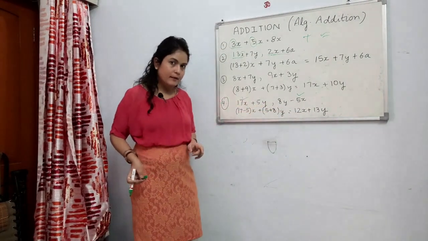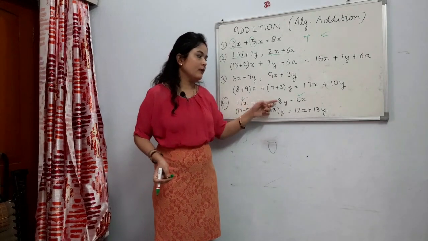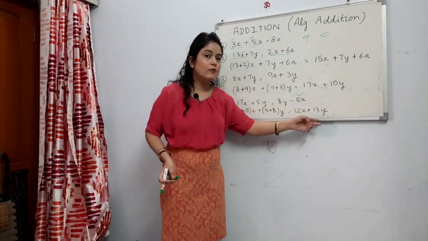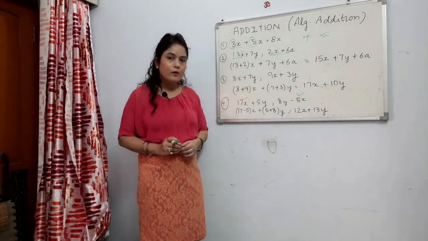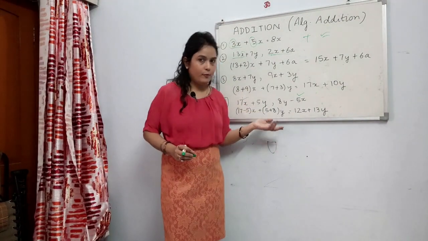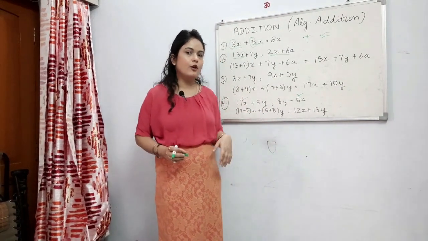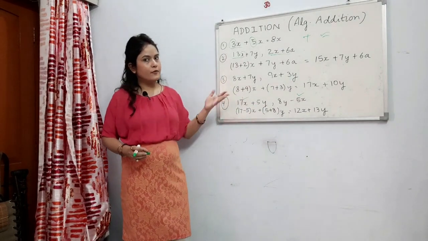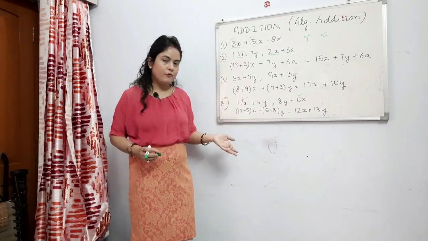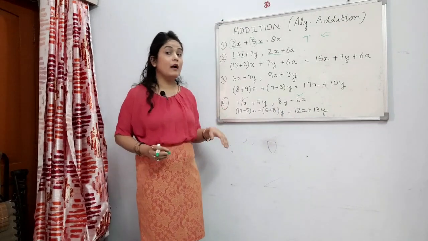5y and 8y are similar like terms, so we're going to add the numbers 8 and 5 together. It turns out to be 13, and by its side we are going to put the variable. I hope you learned something from this session of addition, as well as subtraction, which is done in a similar way. Try out questions of addition and subtraction and tell me if you've understood.